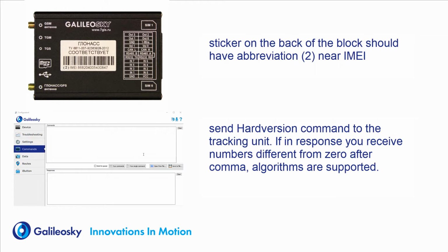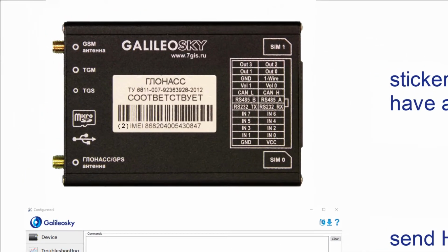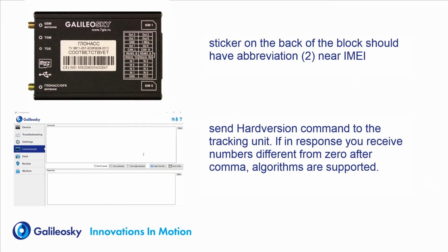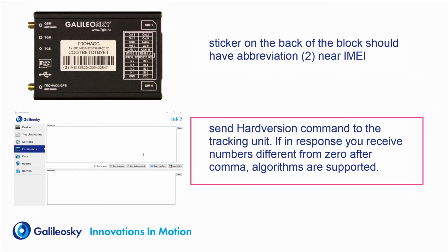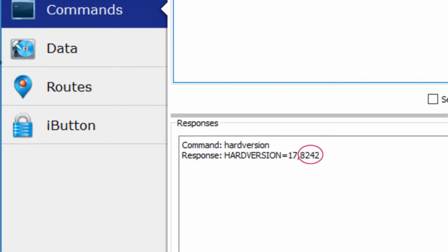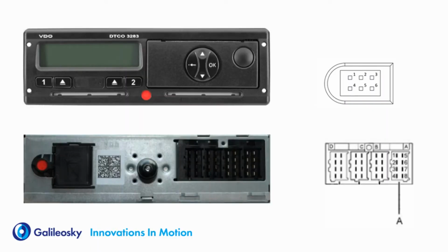You can find out whether the tracking unit supports algorithms or not in the following ways. In the specification, there should be abbreviation AI, or the sticker on the back of the device should have the abbreviation too, near IMEI. You can also send hard version command to the tracking unit. If you receive in response numbers different from 0 after comma, algorithms are supported. Minimum firmware version should be 230.5.